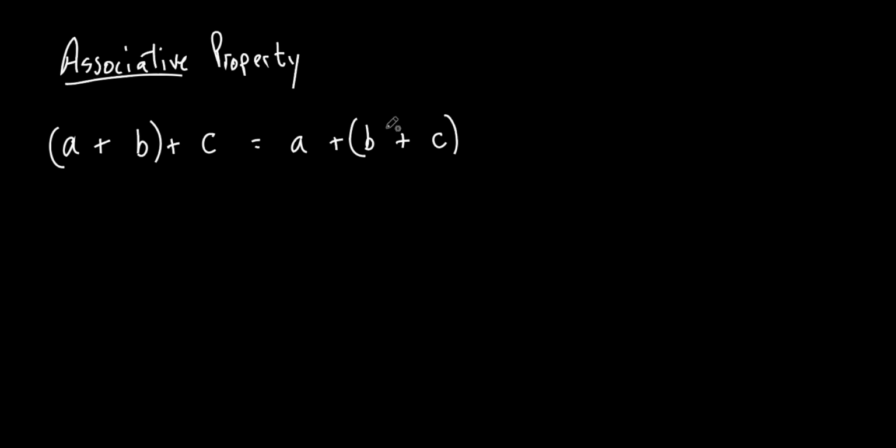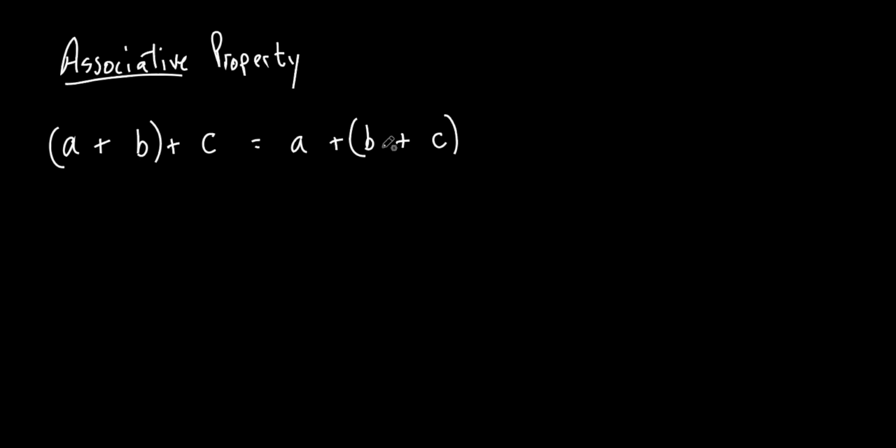So look, the A, B, and the C are in the same order. It's just how we group them, how we associate, right? You've heard that: don't associate with those people over there. What does that mean? Don't be in their group. You follow me? So you're grouping them together. So you group these 2 together, then you add this one.